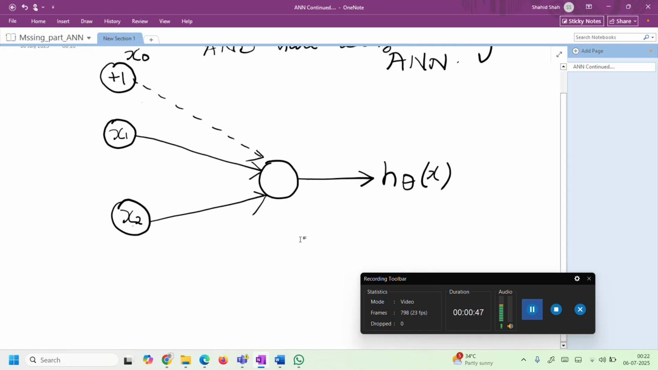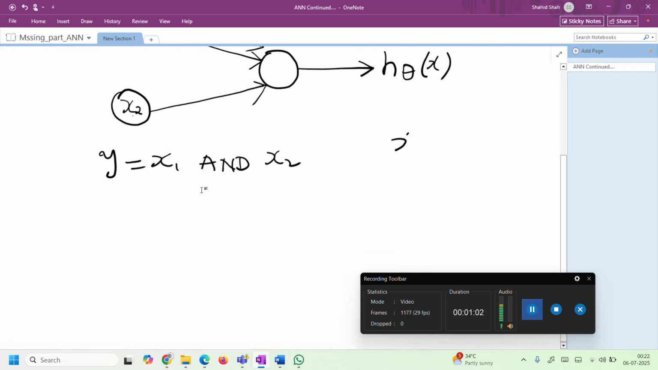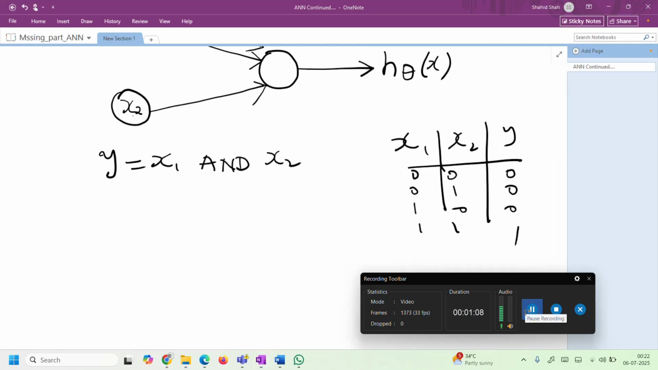now what is our purpose? First of all, what is the relation between x1, x2 and y? If y is the output, it is x1 and x2, and we know from the basic knowledge of gates that the truth table of the AND gate is something like this. This is well known. Now we want to train the neural network in this way.